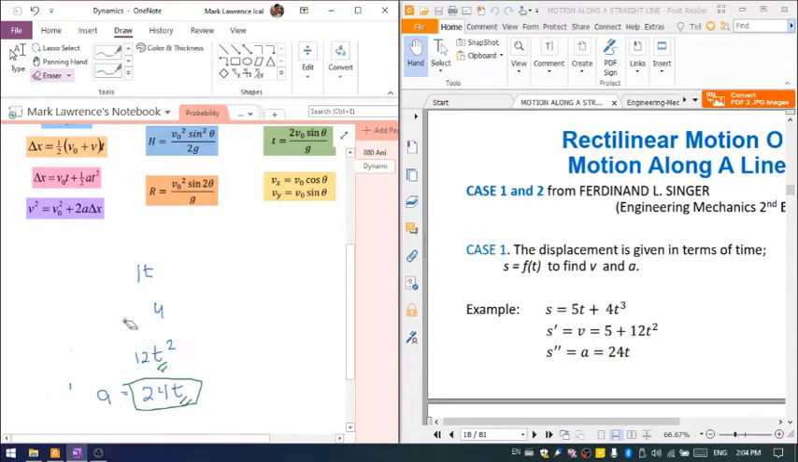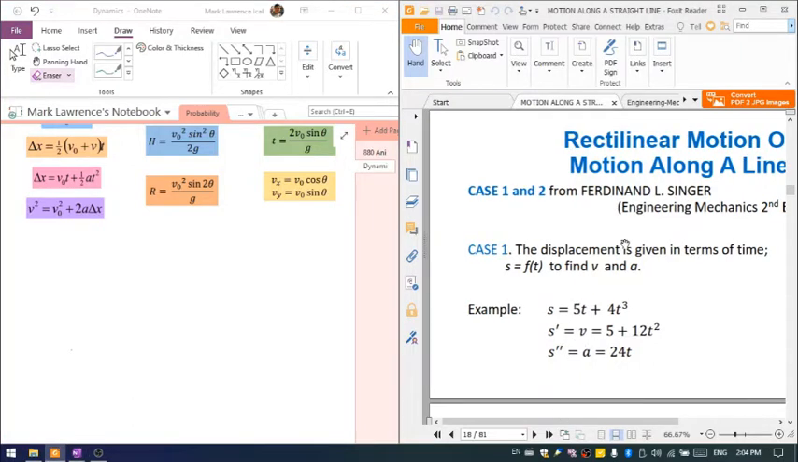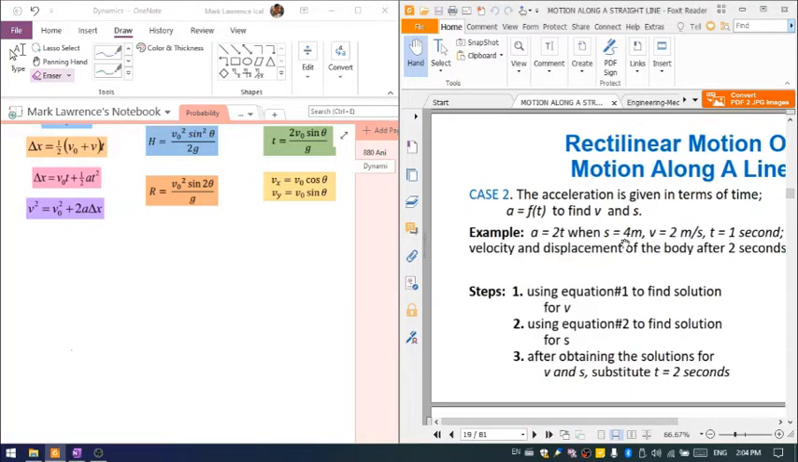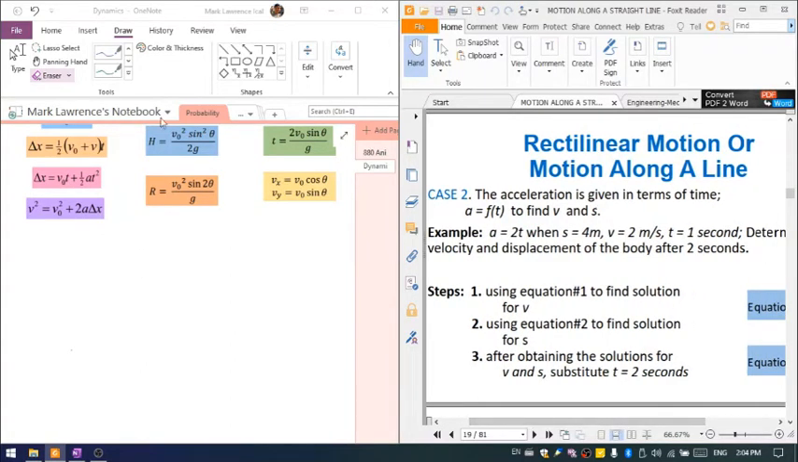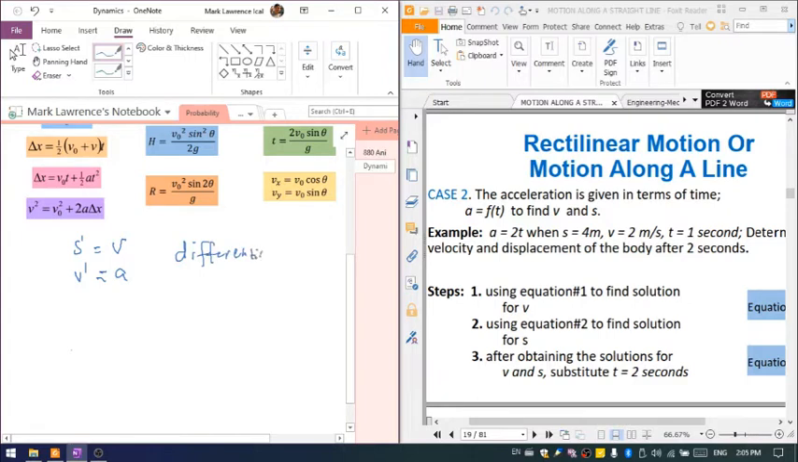Follow-up question would be, what if acceleration is given? Acceleration is given, and we're going to find velocity and the displacement. If you remember what I talked about earlier, if we differentiate displacement, we get velocity, and if we differentiate velocity, we get acceleration. And we all know that what we did is differentiation, so we're using derivatives.